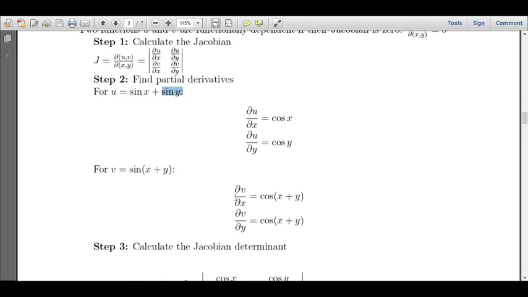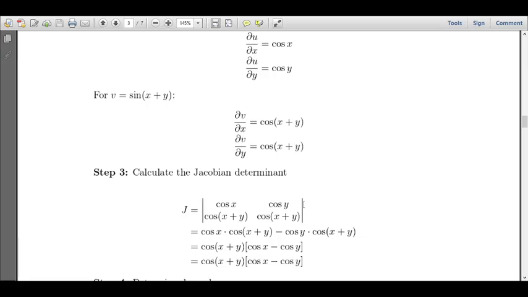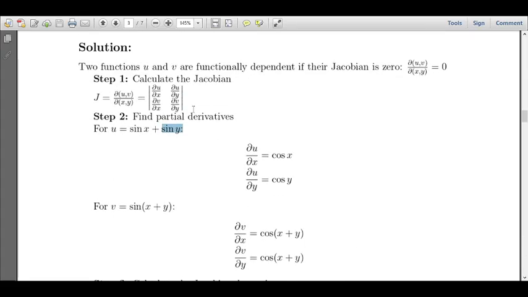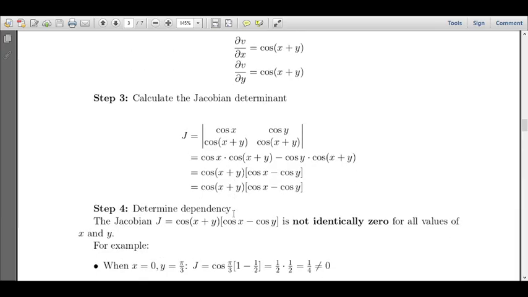Since v equal to sin of (x plus y), right, ∂v/∂x equal to cos of (x plus y). ∂v/∂y is cos of (x plus y). Substituting these first order partial derivatives in the Jacobian, the 2 by 2 determinant, we'll get this, right? So expand this determinant, ad minus bc, right? So cos x into cos of (x plus y) minus cos y into cos of (x plus y).